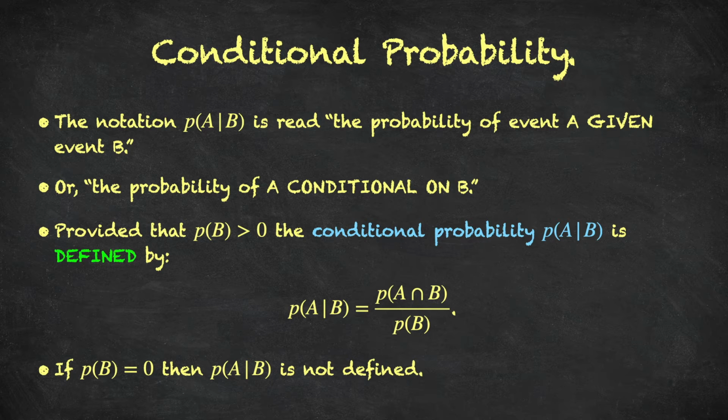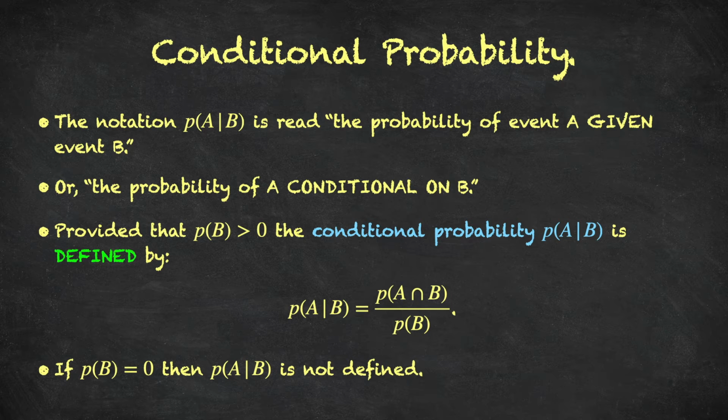Now, provided that the probability of B is not 0, so as long as the probability of B is positive, we can define the conditional probability P of A given B as follows. The probability of A given B is equal to the probability of A and B, so A intersection with B, divided by the probability of B. Because we're dividing there, we need the probability of B to be non-zero. If the probability of B is 0, then this conditional probability is not defined.